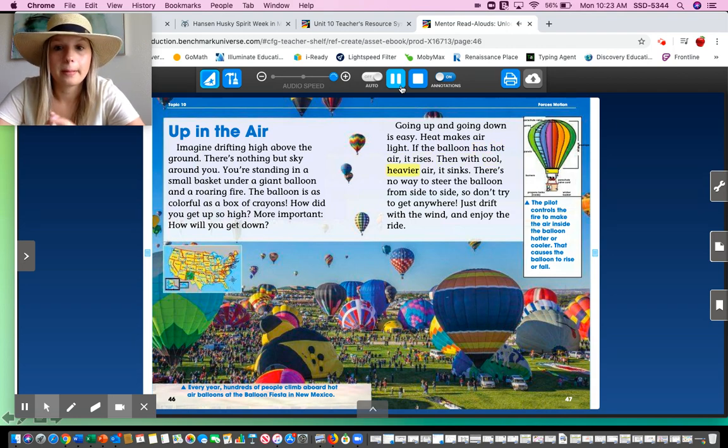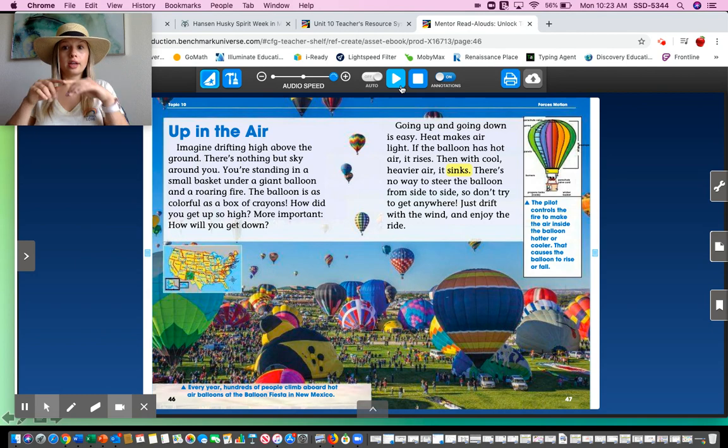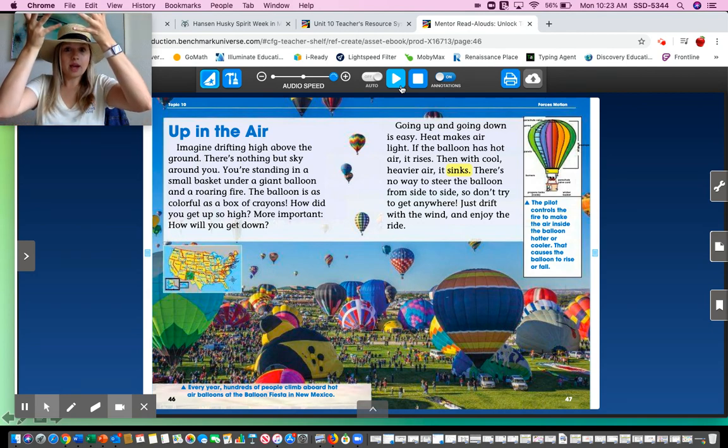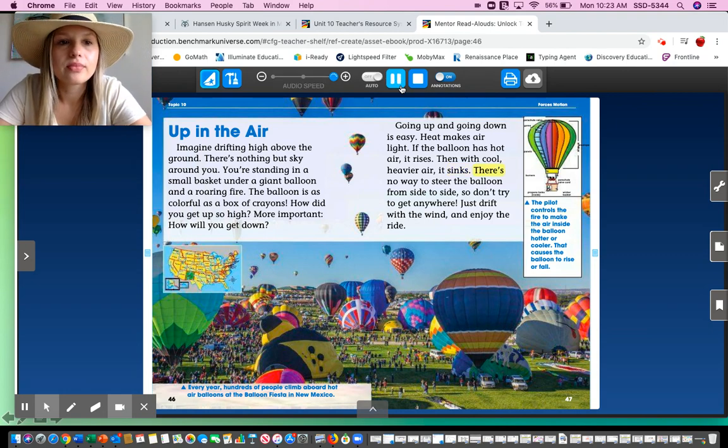Then with cool, heavier air, it sinks. Oh, so we know that the hot air from the fire makes the balloon go up because heat rises. But it said cool, heavy air makes it sink. So if they need hot air to go up, what do you think they need to come down? Cold air. Very good.